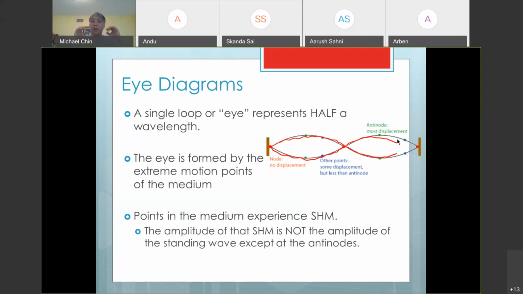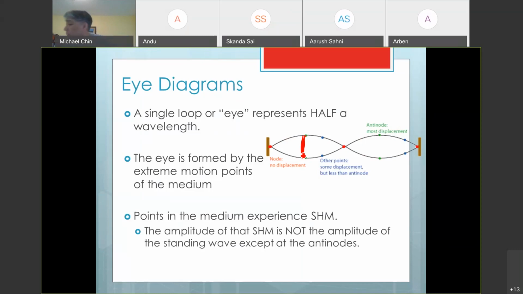Okay, and points in that medium, because this wave is a sine wave, experience simple harmonic motion. So let's erase these things. This green point here is undergoing simple harmonic motion, up and down and up and down. It's not moving left or right, it's just moving up and down, because it's a wave on a string. If it was a sound wave, yes, it might be moving left and right.